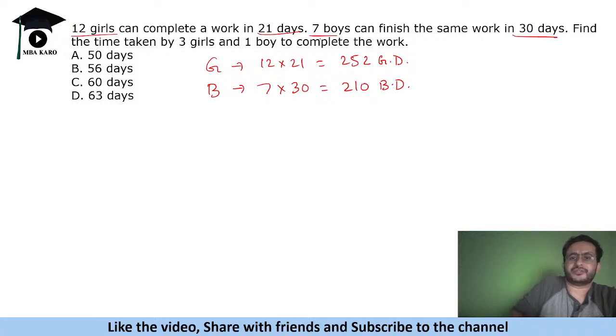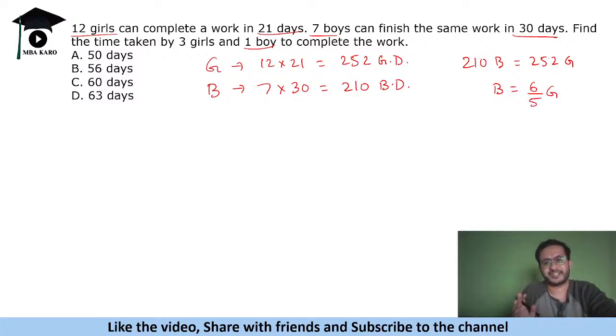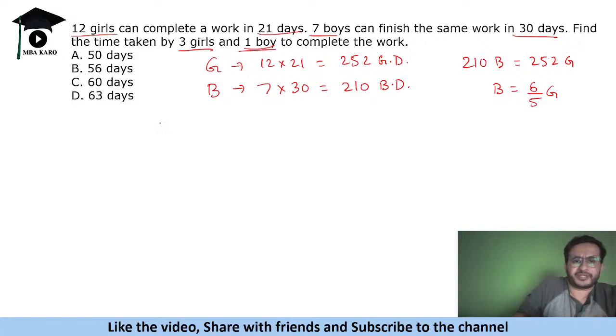Okay, so now we have one boy. So we find the boy's efficiency in terms of a girl. So 210 boys is equal to 252 girls. Okay, so one boy will be equal to, this is 42 into 6, we can say 6 by 5 girl. So the efficiency of a boy is 6 by 5 times that of a girl. Now what we will do is, we have 3 girls and 1 boy. So 3 girls plus 6 by 5 times a girl, and so we have 15 plus 6, 21.